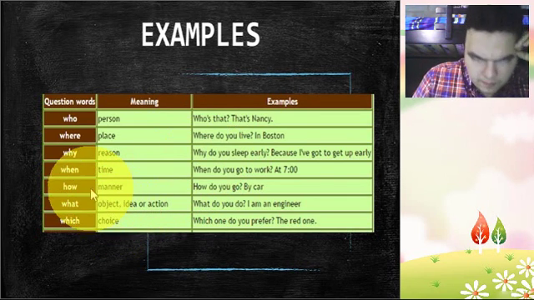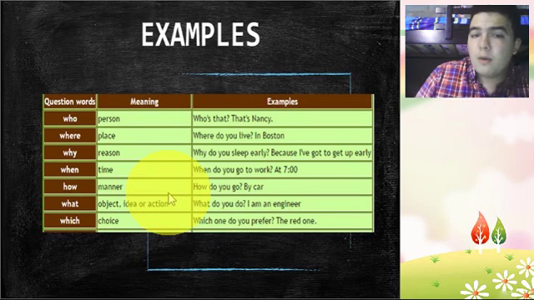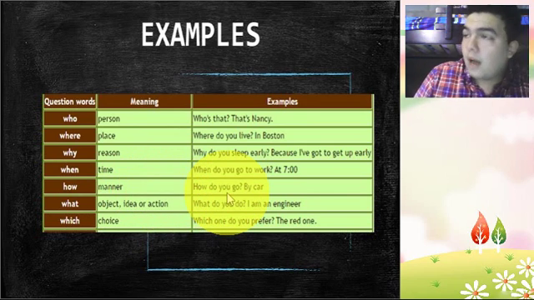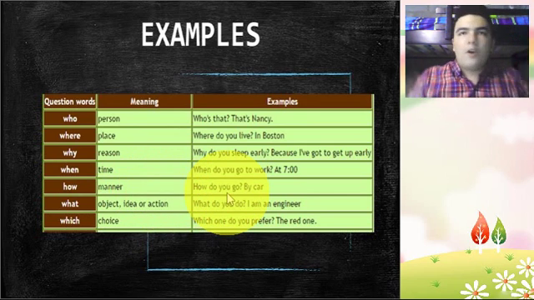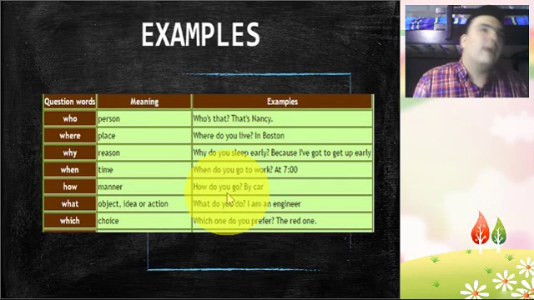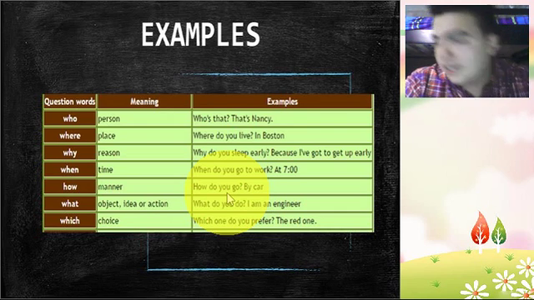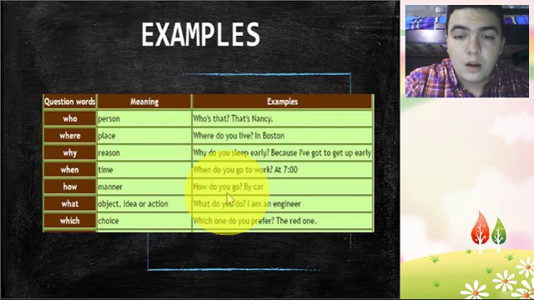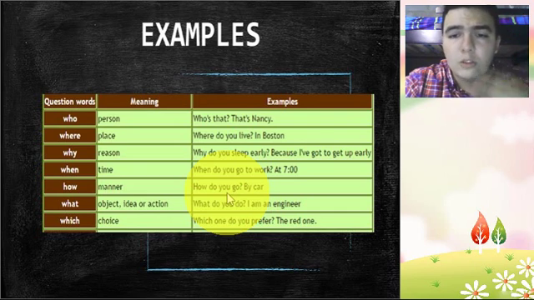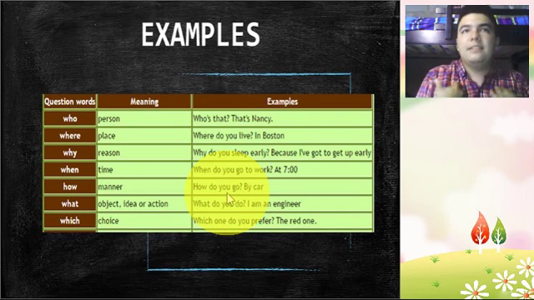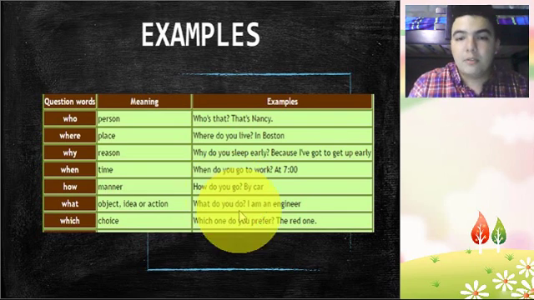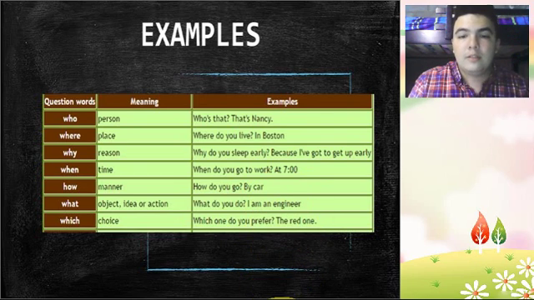Something like that. How is for asking about manner. How do you go to work? I go by motorcycle. I go by car. I go by bus. Right? That's how it is used. What? Object, idea, or action. Right? What are you doing? What do you do? Well, I'm a teacher. Here the example says I'm an engineer. Right?